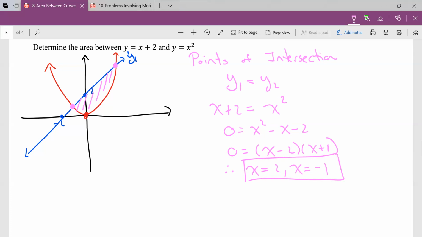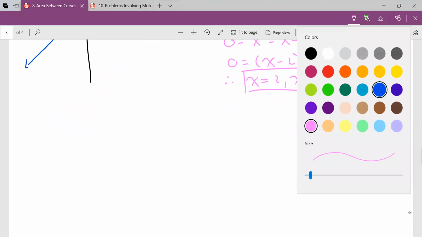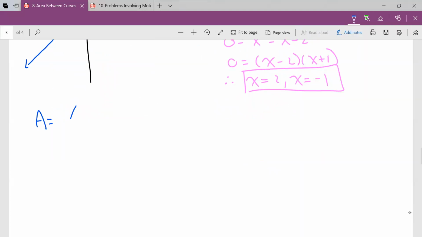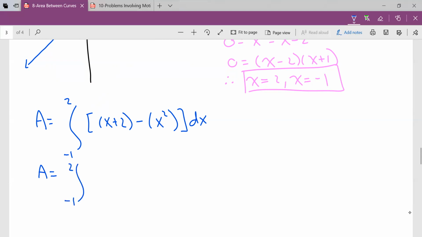Okay, so now, friends, let's go and take the antiderivative of this thing. So I'm just going to switch off hot pink here. Our area then, our bounds are from -1 to 2. Our top function was the linear, which was x plus 2, minus our lower function, x squared dx. Okay, and from here, I think I'm going to rearrange this. We could take it right there, but it just looks strange and foreign to me to have it written like that. So I'm going to simplify it.